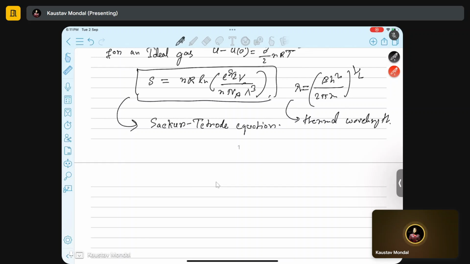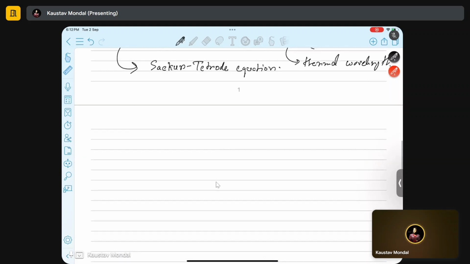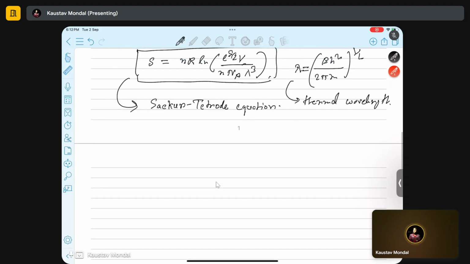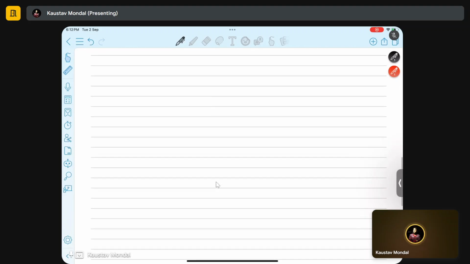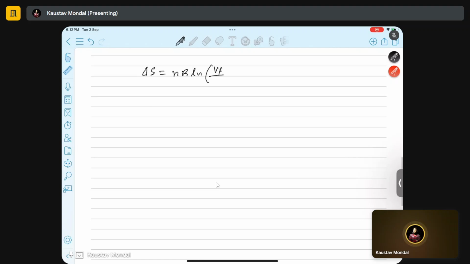Next, what we have done is we have redeveloped the expression of the entropy in terms of volume, right? If you write the change in entropy in terms of volume, the delta S would simply become nR into ln VF by VI, right? VF is the final volume and VI is the initial volume here.